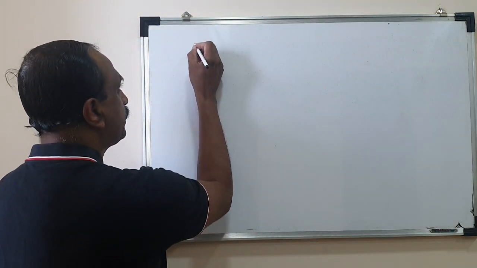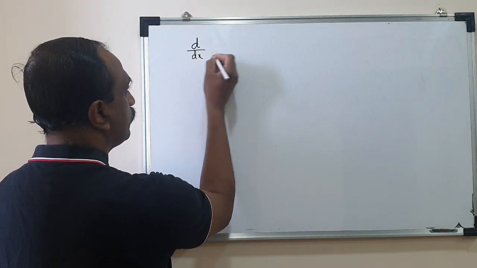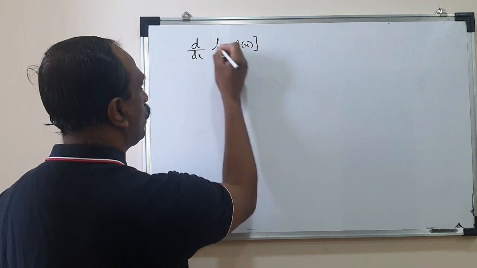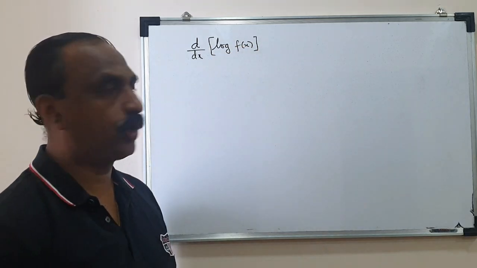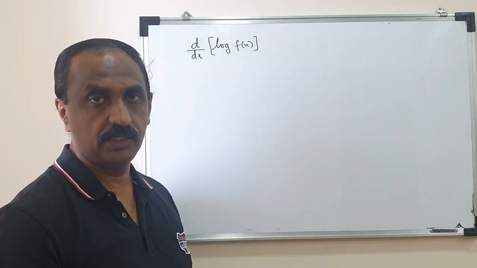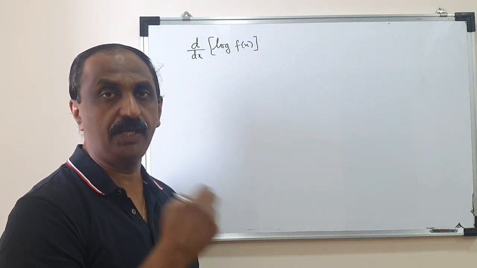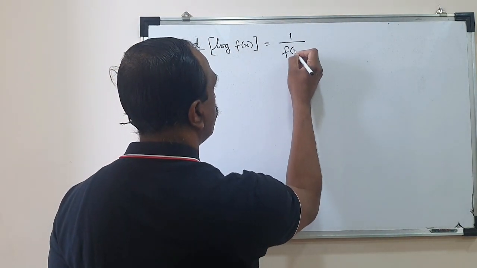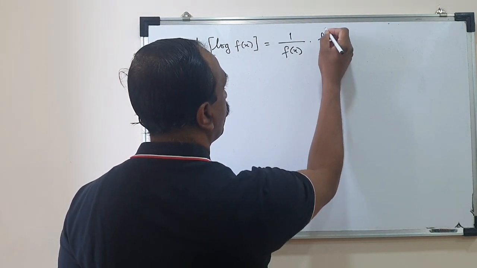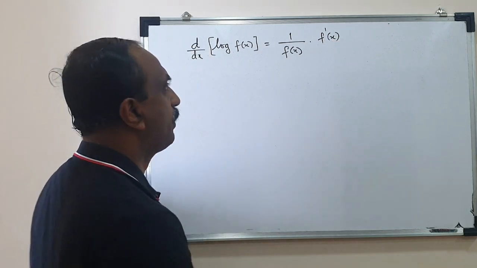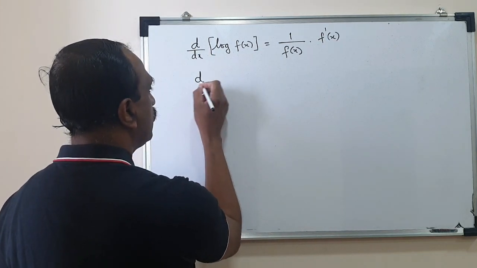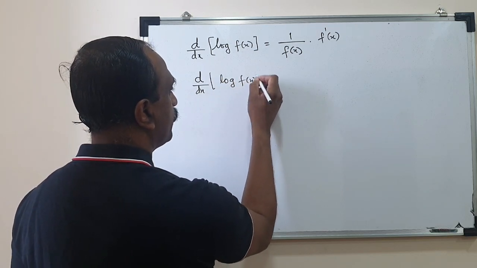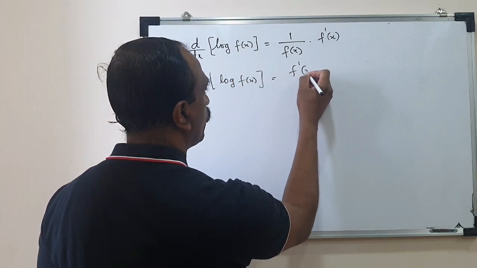If I differentiate log of a function, what will be its answer? When I differentiate log of a function, log x derivative is 1 by x. Log u derivative is 1 by u into derivative of u. So 1 by f of x into derivative of f of x. So I'm going to write it like this. Derivative of log f of x is f dash x upon f of x.